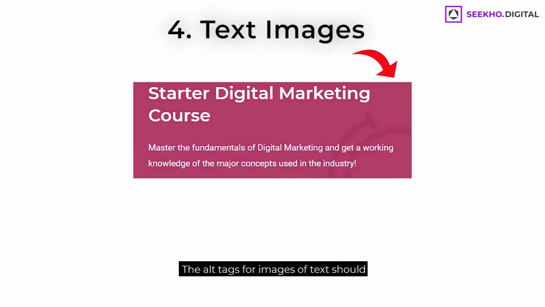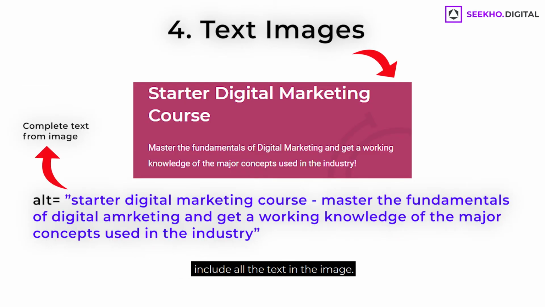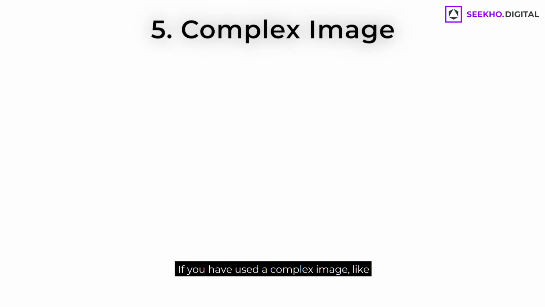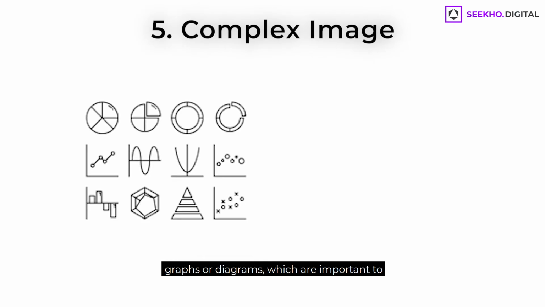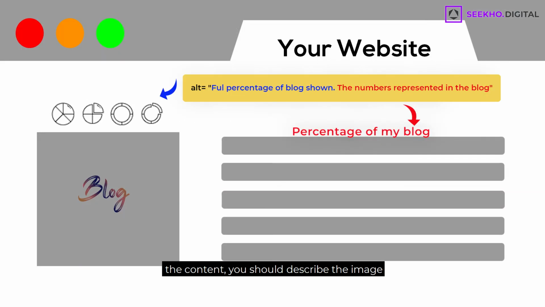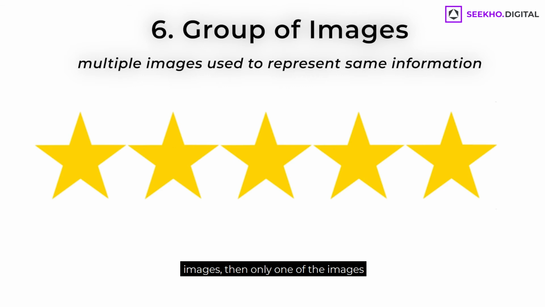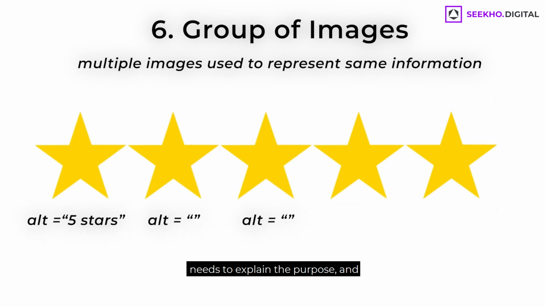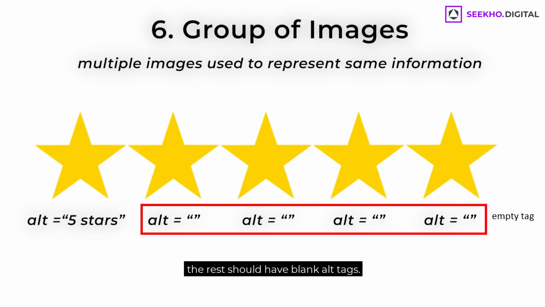The alt tags for images of text should include all the text in the image. If you have used a complex image, like graphs or diagrams, which are important to the content, you should describe the image in short, and point to the area in your blog that explains the text in detail. If you have a group or gallery of images, then only one of the images needs to explain the purpose, and the rest should have blank alt tags.